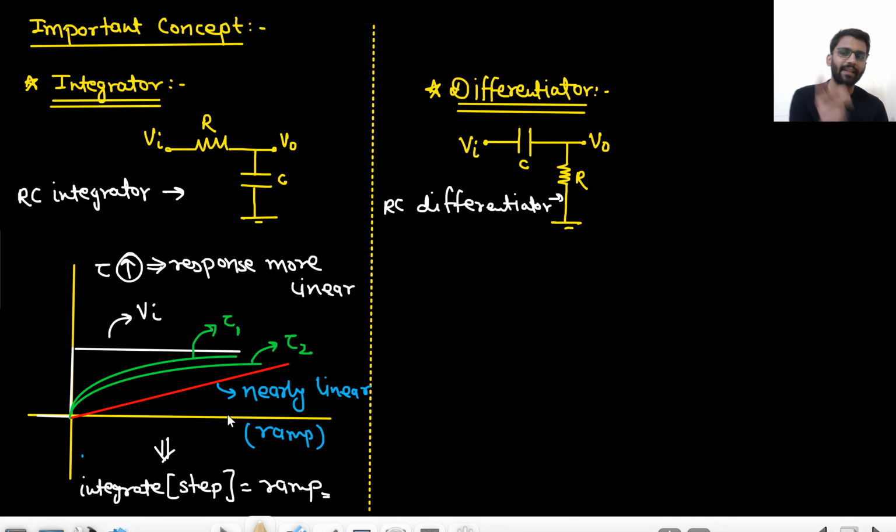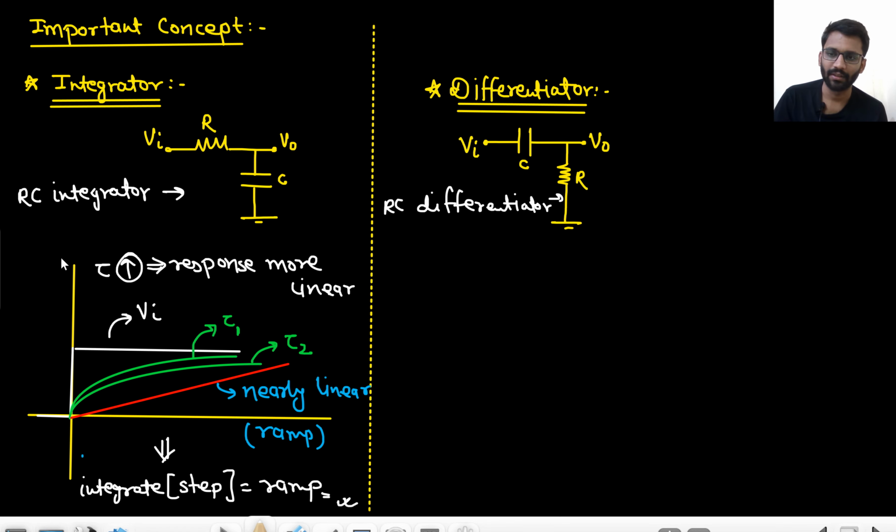So isn't it acting like an integrator? You applied a step input, your time constant was such that the response was nearly linear. So isn't it acting like an integrator, because the step is converted into a ramp? You applied a step at the input, you are collecting a ramp at the output, right? So it acts as an integrator, but the condition is at higher time constant, right?